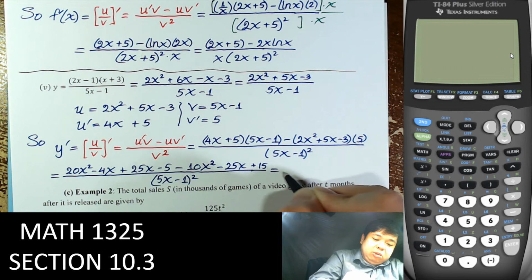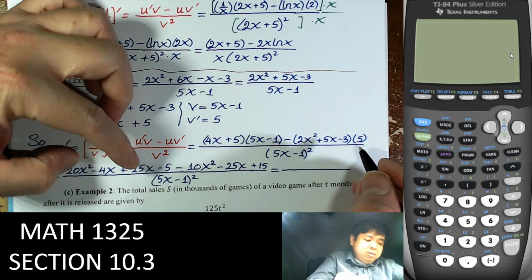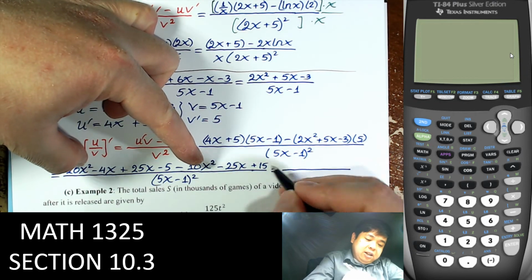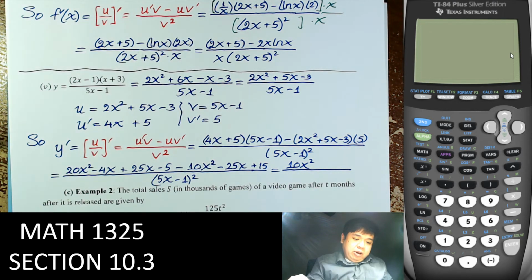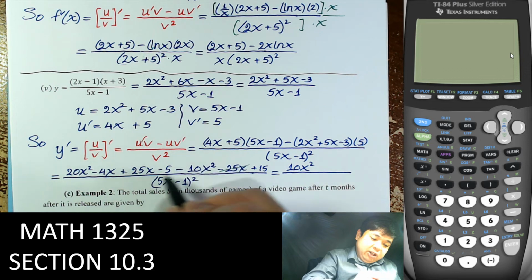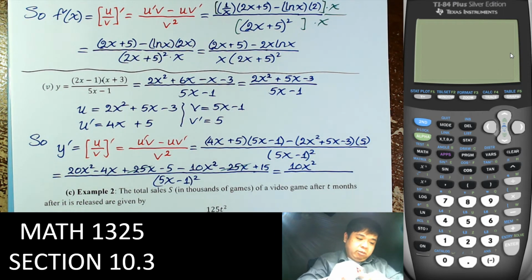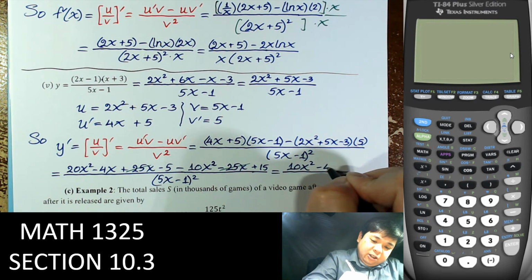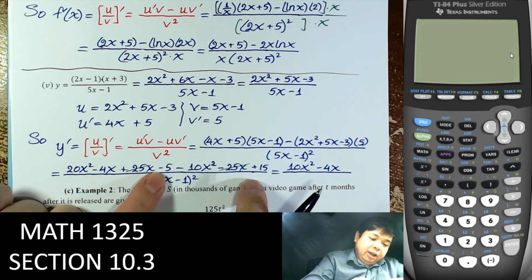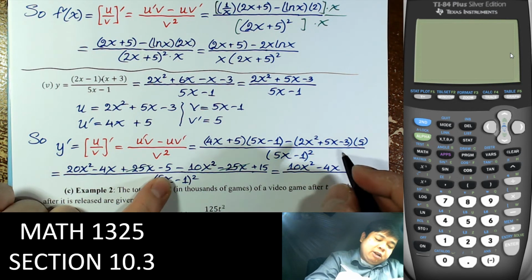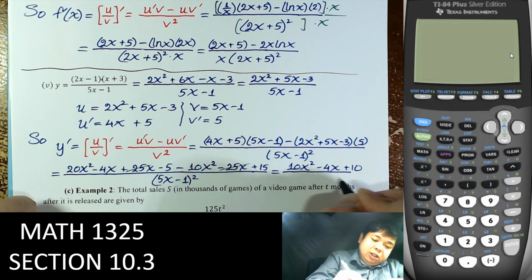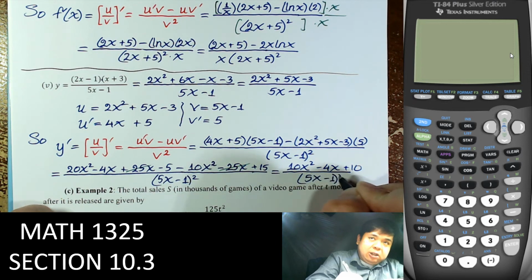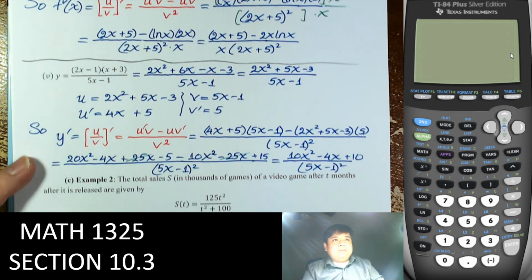So we just need to simplify and combine like terms. 20 and 10, that's 10x square. And how many x do we have? Well, those conveniently cancel out. Just minus 4x. And 15 and minus 5, plus 10, over (5x minus 1) square. So that's what we have.